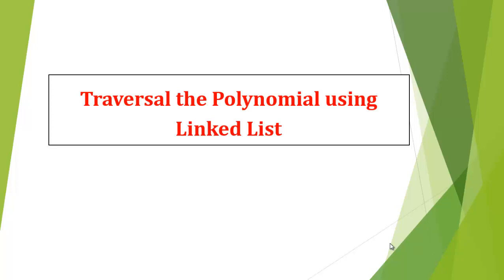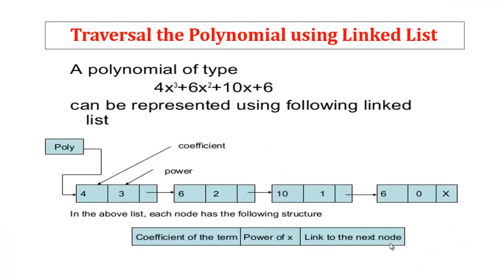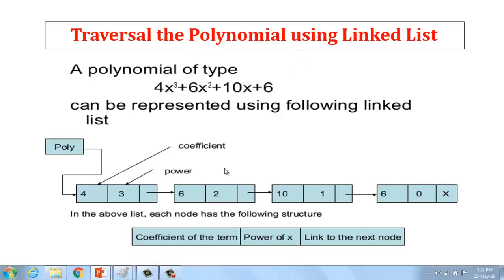After that, traversing the polynomial using a linked list. Traversal is called display. Take the same example. We already created the 4 nodes present in the linked list. We are going to display which elements are present in the polynomial as well as the power. Power is called exponent. Here we are going to print 4x power 3 plus 6x power 2 plus 10x plus 6, like that we are going to print. So, traversing or displaying the polynomial using a linked list. Here we are going to see the pictorial representation.